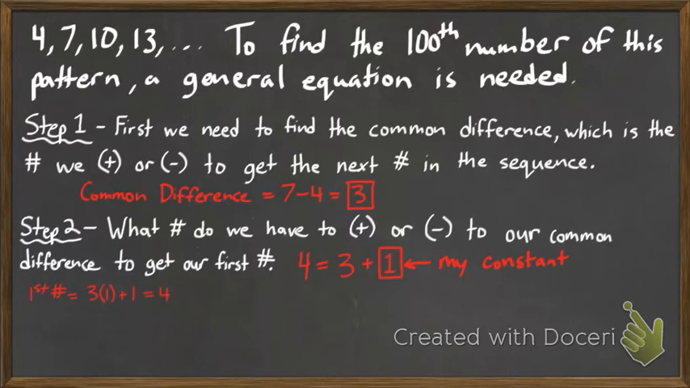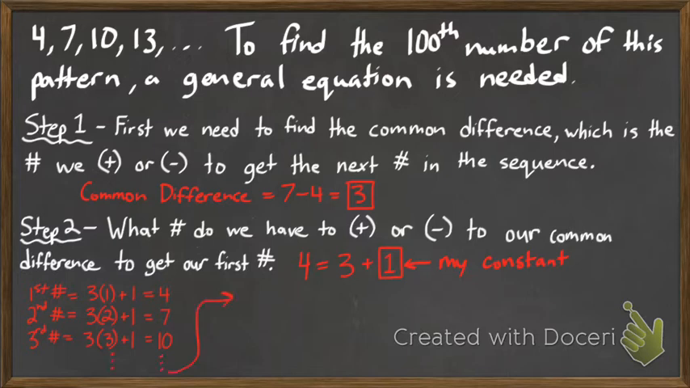Now, does this hold true for our next number in our sequence, or our pattern? So for our second number, if we take our common difference, which is 3, since we're dealing with our second number, times it by 2, take our constant, which hasn't changed, so add 1, so 3 times 2 gives us 6, plus 1 gives us 7. So this holds true. And as we can see, this also holds true for our third number, so we know that this is a true statement for this linear pattern.